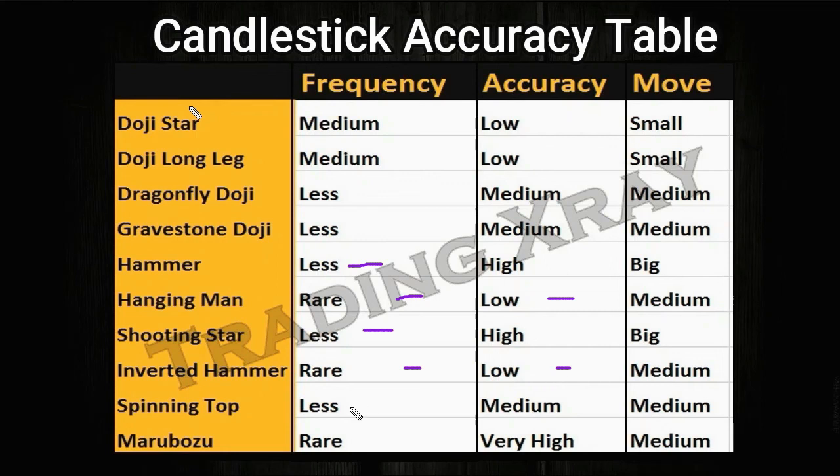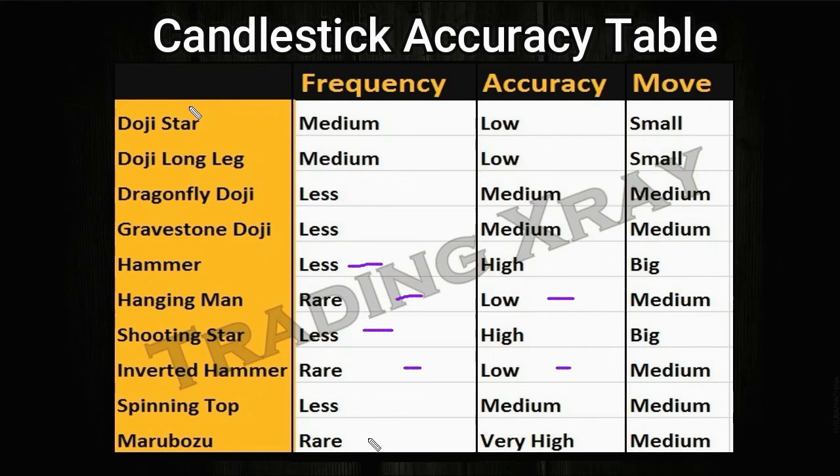Now let's check spinning top. Frequency is less, accuracy is medium, and move is medium. So we cannot expect any good trade in spinning top unless we get strong conviction by checking all the necessary conditions which I already mentioned in this video.